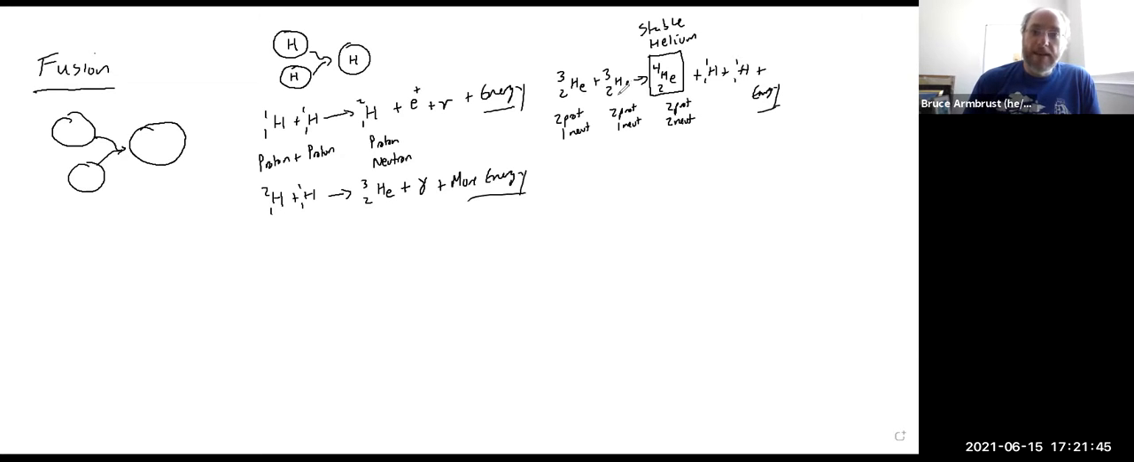So another 3 are going to allow this total cycle. So we actually use 6 H1s, and those get converted into 1 helium-4 plus 2 H1s plus other stuff. A couple of positrons, some gamma rays, some neutrinos, and a bunch of energy. So I'm just going to put other stuff and energy. But this is the cycle that happens in the sun.